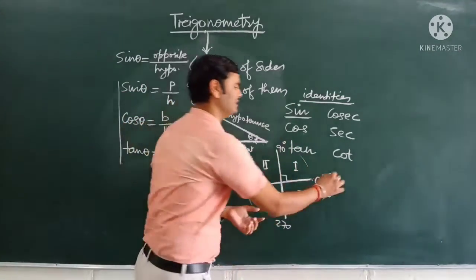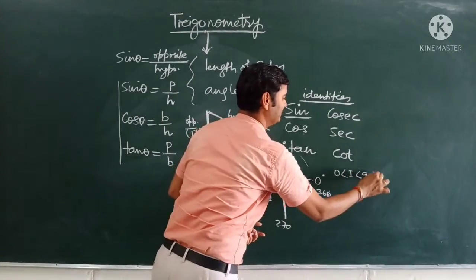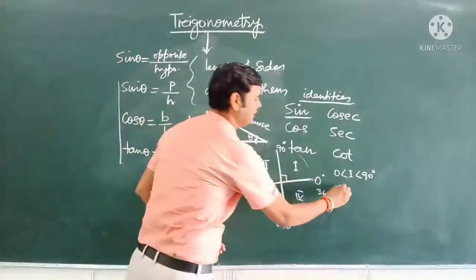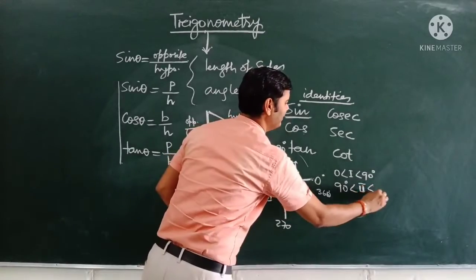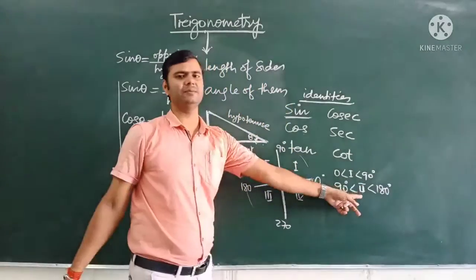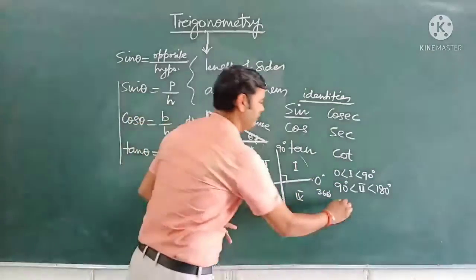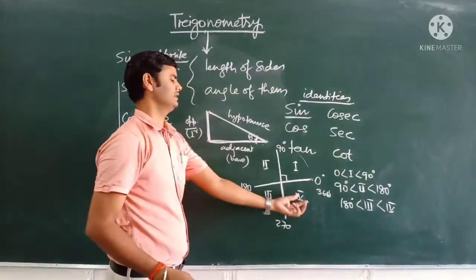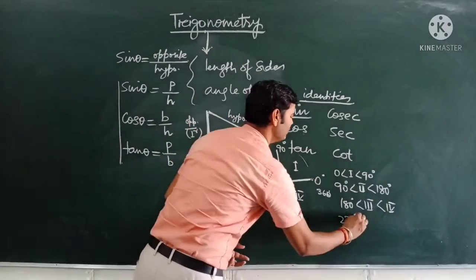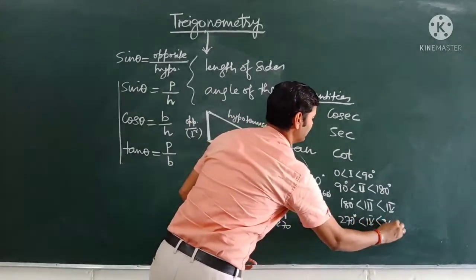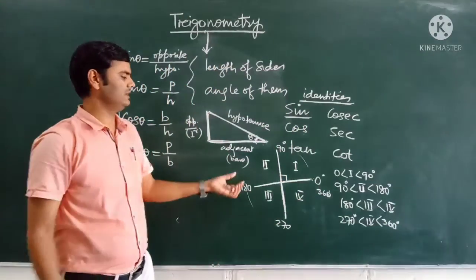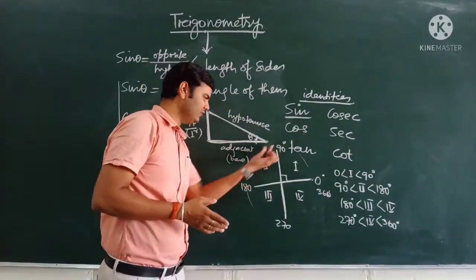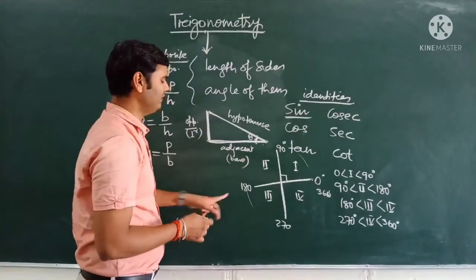The first quadrant is described as 0 less than angle less than 90 degrees. The second quadrant is 90 degrees less than angle less than 180, so it lies between 90 and 180 degrees. The third is 180 degrees to 270. Similarly, the fourth quadrant lies between 270 degrees and 360 degrees. If any identity has an angle between 90 and 180, it comes under the second quadrant.